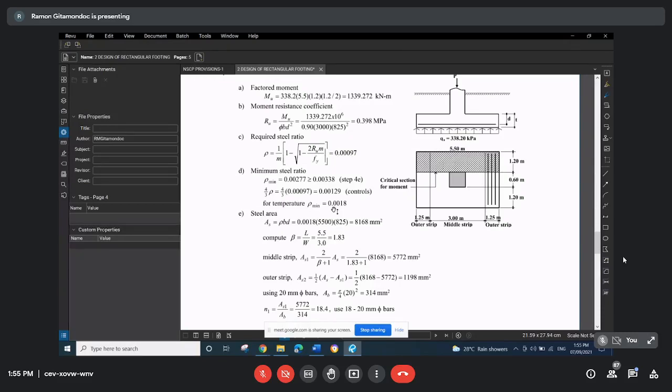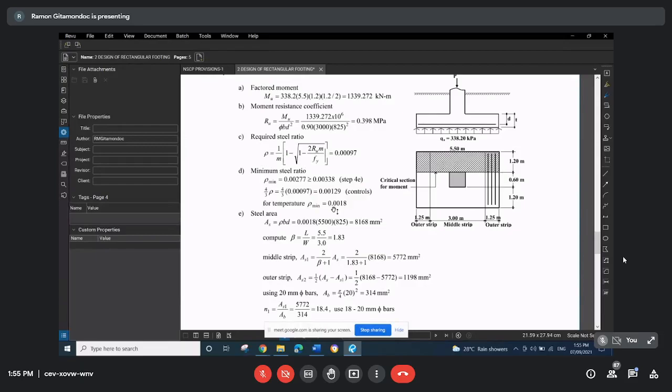But in the case of the footing, there is no restraint at the edges of the footing. So in this case, the concrete will be free to contract. But anyhow, we just supply the minimum amount to control thermal cracks.